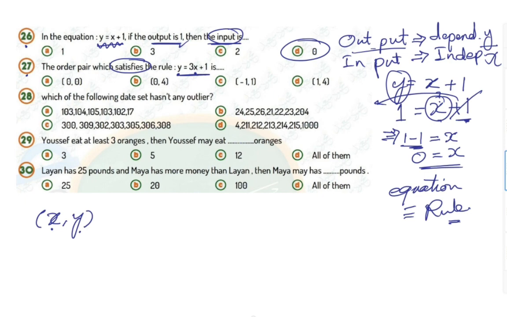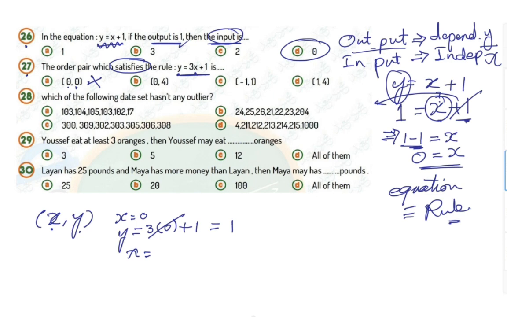So every ordered pair starts with x and y. Now I will start with the first one, where x equals 0. If you find y equals 0, this pair is right. Try with me. At x equals 0, what's the value of y? x here equals 0. So I have 3x, that means 3 by 0 plus 1. 3 by 0 equals 0, 0 plus 1 equals 1. Is y here equals 1? No, so it's false. Try the next ordered pair.